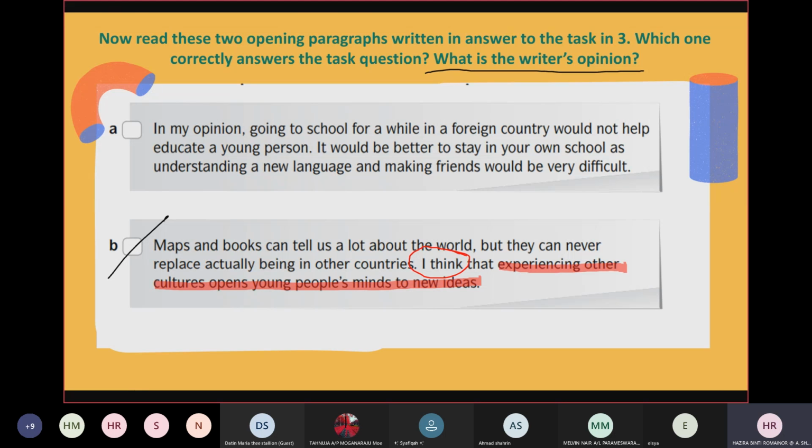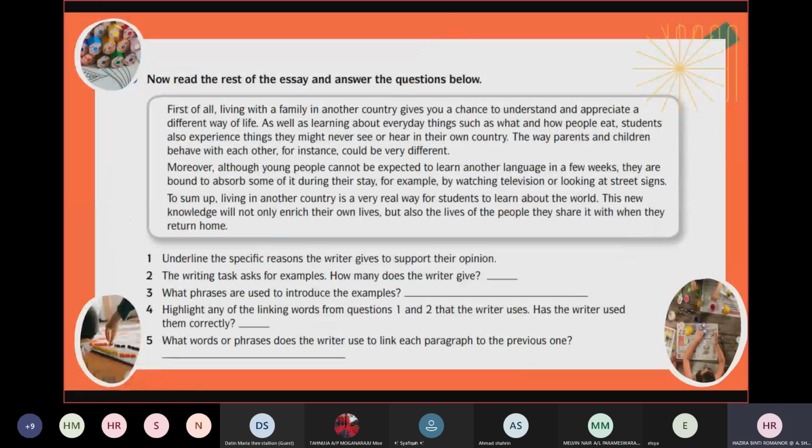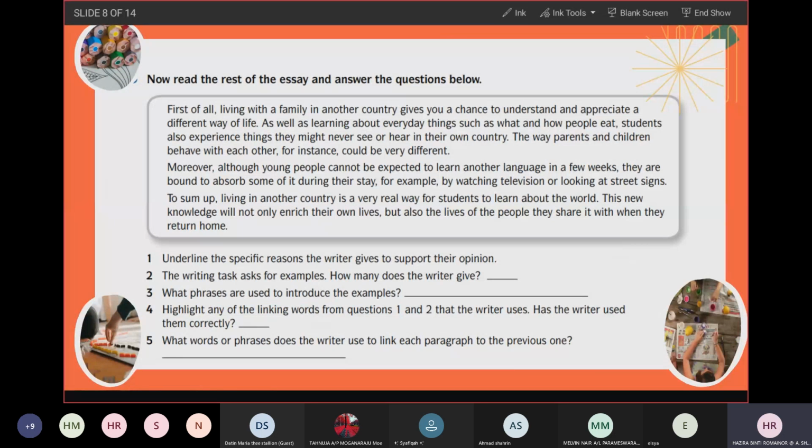Okay, next. Okay, this is the continuation for that essay. Ini adalah sambungan karangan tadi. Tadi dah dapat first paragraph. So this time is the second paragraph. This one paragraph 2, paragraph 3, paragraph 4. So I would love to hear Qayyum, please read paragraph 2.